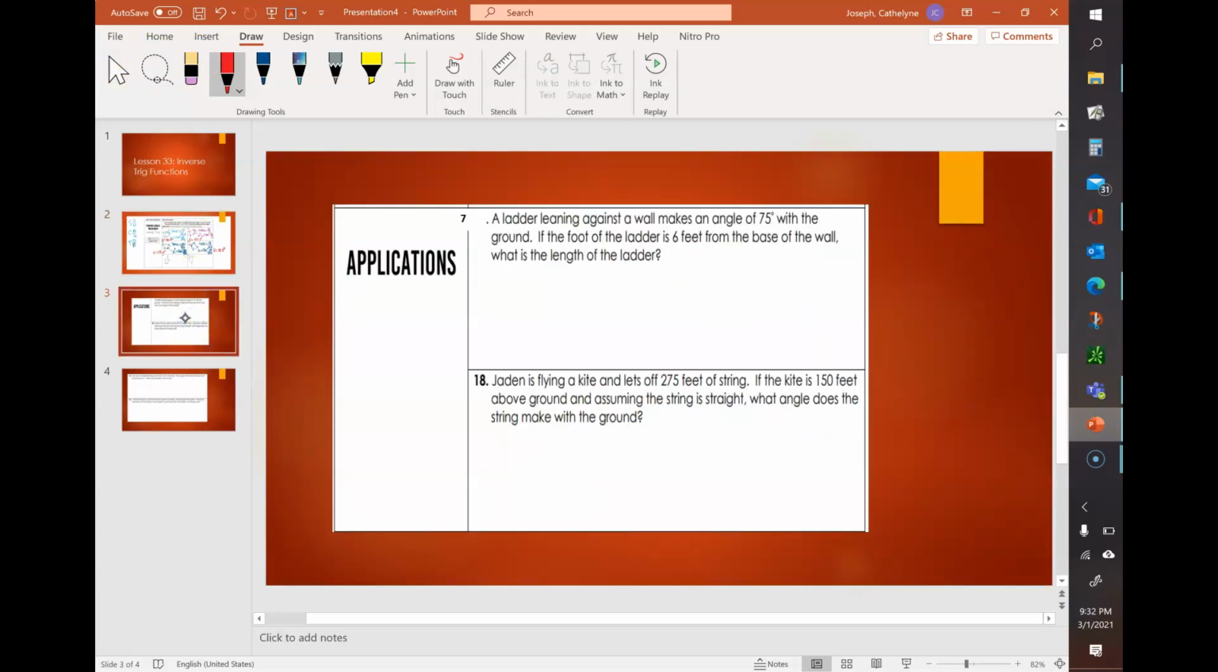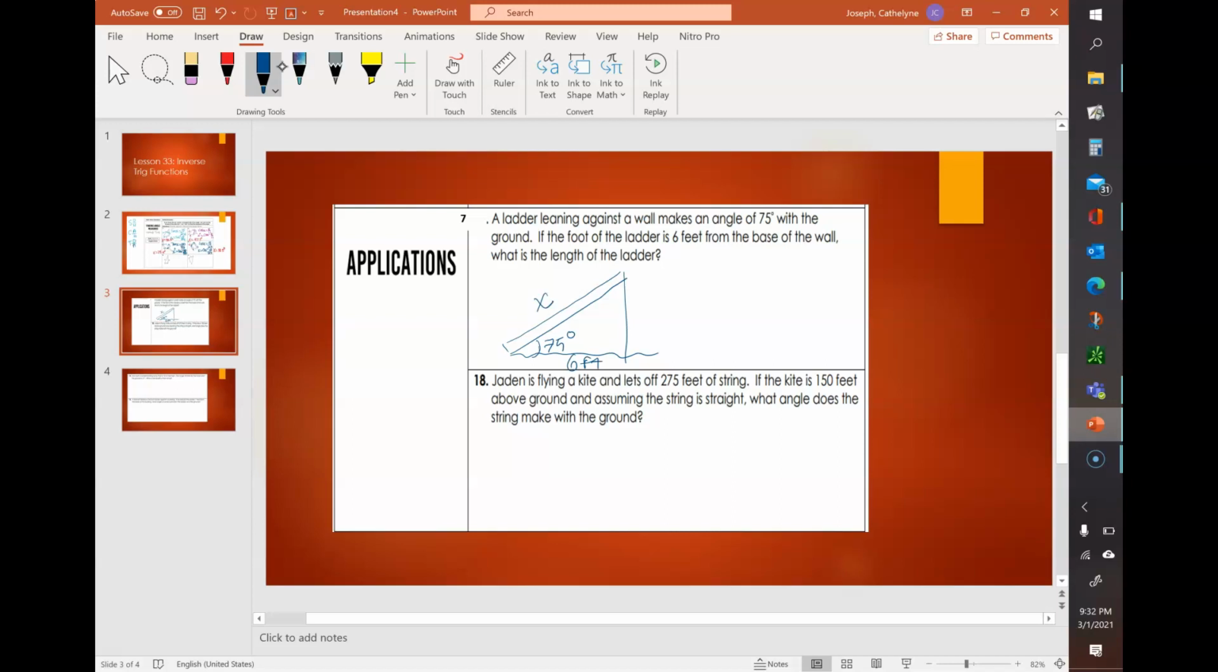All right, so here we have a ladder leaning against a wall, makes an angle of 75 degrees with the ground. So here's my wall, here's the ladder, and it makes an angle of 75 degrees with the ground. Here's the ground. And if the foot of the ladder is 6 feet from the base of the wall, so this right here would be 6 feet, they want to know what is the length of the ladder, X.